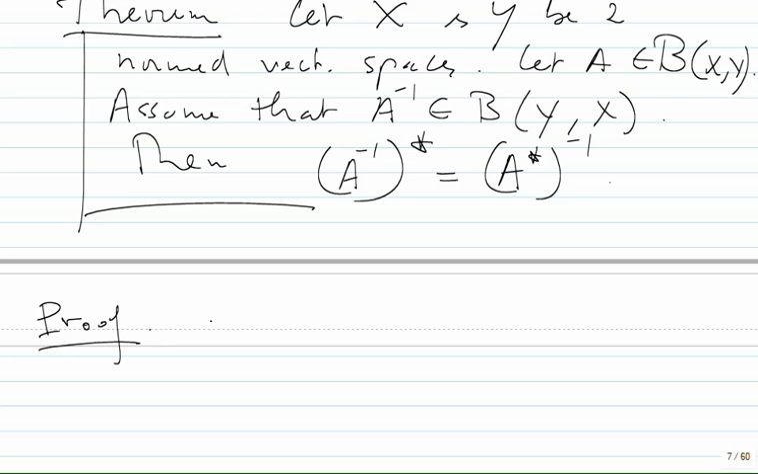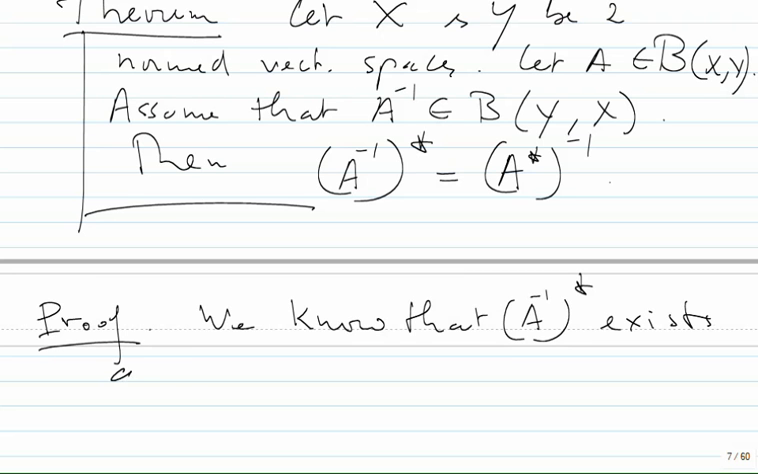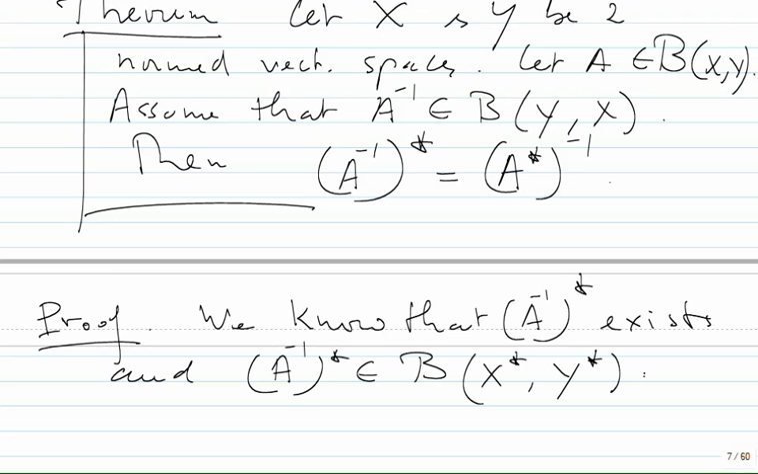From our assumptions, we know that A inverse adjoint, okay, exists from all we discussed today, and A inverse adjoint belongs to B and has the same norm as A inverse, okay, from X star into Y star. Okay, so now let X star belong to X star. Okay.